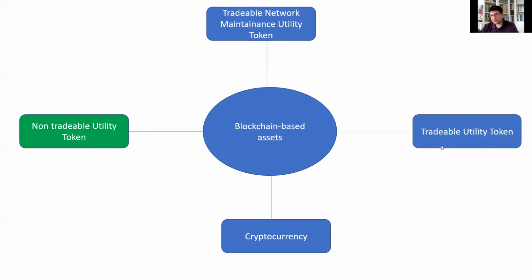And then we have tradable utility tokens. Those are utility tokens that can be sent from one account to another, and that might even be sent to an account and sold versus another type of cryptocurrency or regular fiat money like a US dollar or euro.